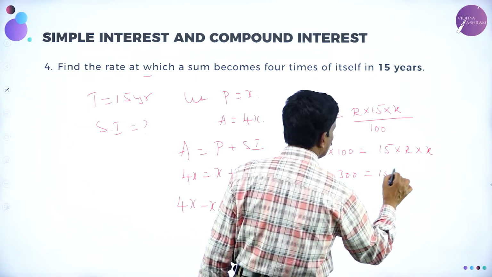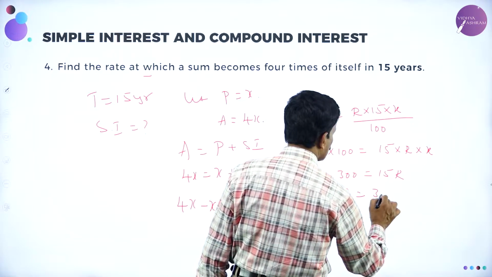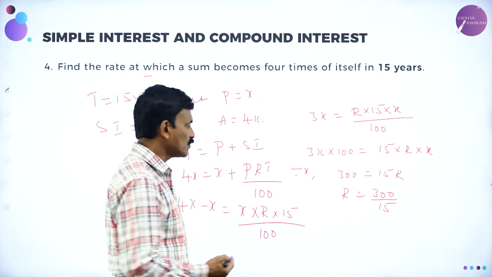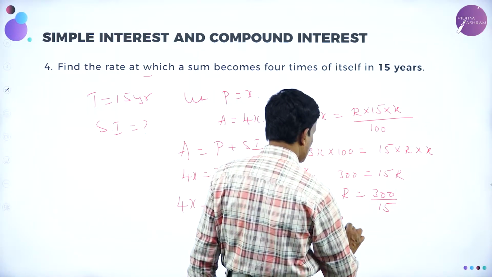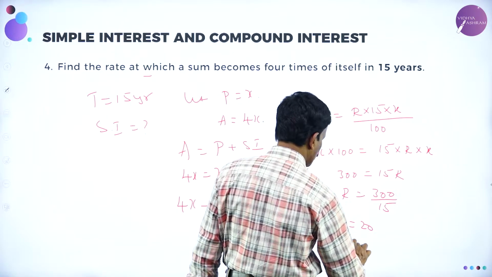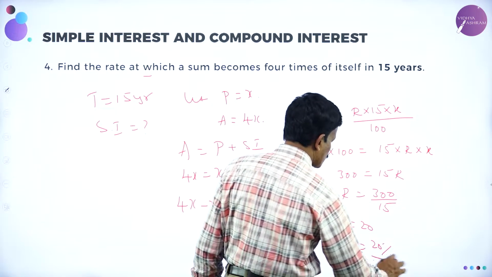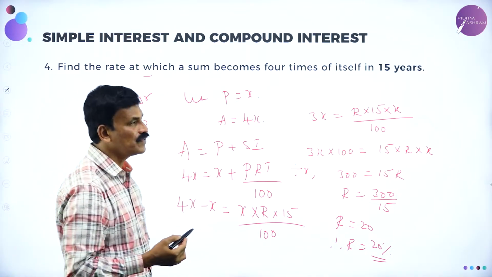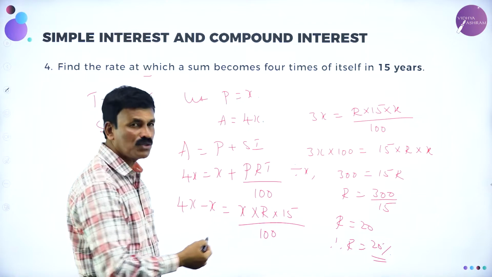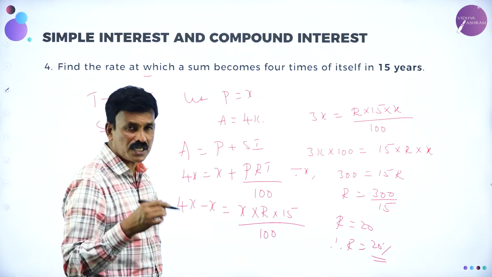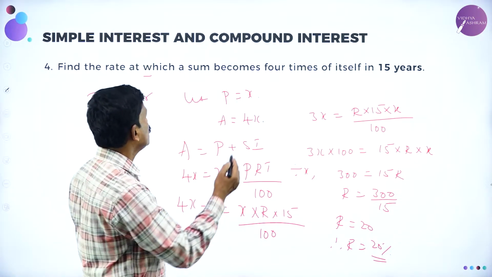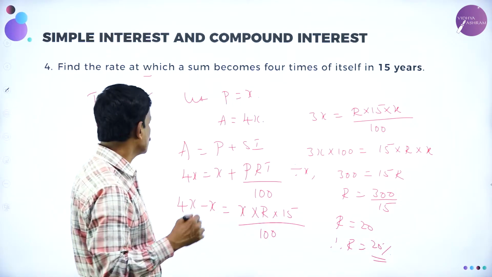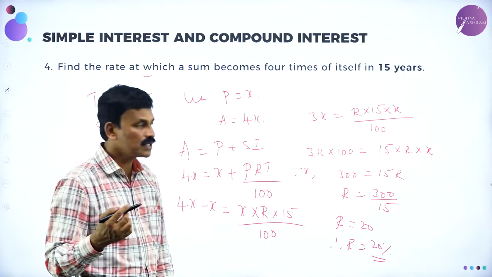300 is equal to 15 times R. Therefore R is equal to 300 divided by 15, which is nothing but 20. So R is equal to 20%. So the rate at which the sum becomes 4 times itself in 15 years means the rate of interest must be equal to 20%. If the rate of interest is 20%, then after 15 years the sum will become 4 times the principal. That's it. Okay, now let's come to the next problem.